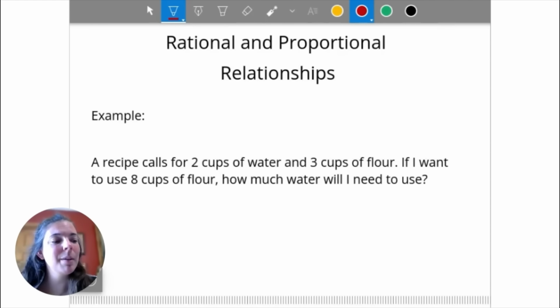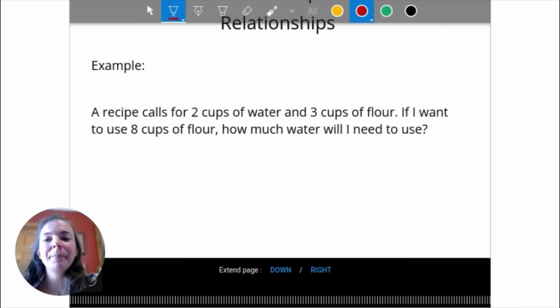So let's look at some examples of rational and proportional relationships. So this is talking about ratios. So here's an example of something you might see. A recipe calls for 2 cups of water and 3 cups of flour. If I want to use 8 cups of flour, how much water will I need to use? So here's a very practical example. If you're doing a recipe, this is something you might need to know.